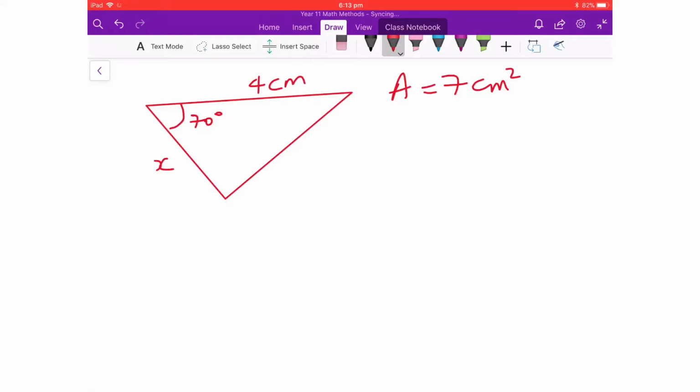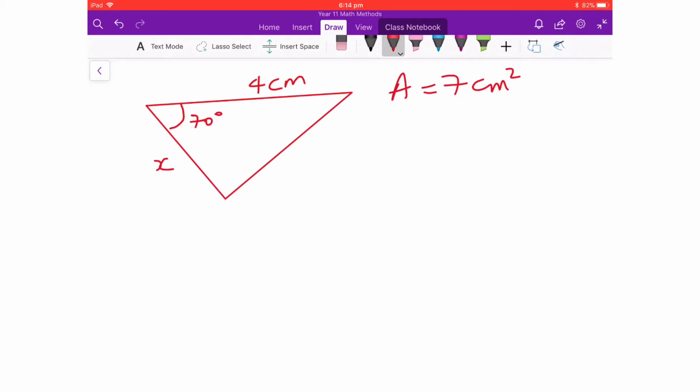Hi guys, this video is a part of a series talking about the area of a triangle where you're not given a height but you're given two sides and an included angle. In this particular video, I'm looking at a triangle where I'm given an area, an angle, and a side, but I've got one missing side that I need to work out and rearrange the equation. So if you're not very good at rearranging equations, this is the video for you. I'm going to step through how I'm going to approach this.